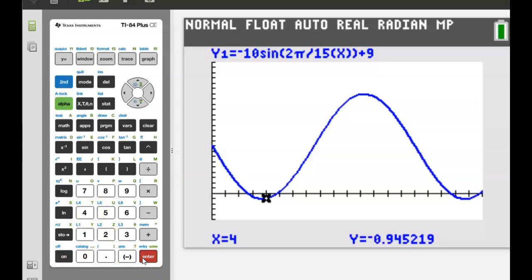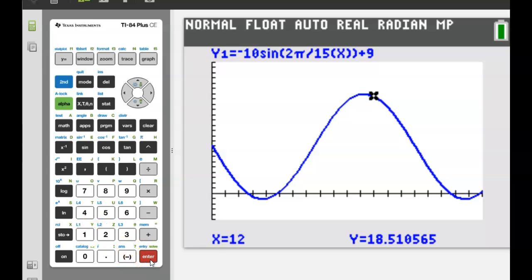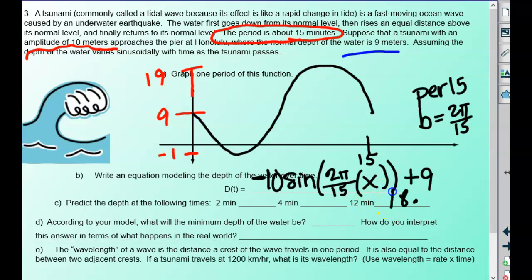4 is -0.9. And 12 is 18.5. All right, someone tell me what we just said. This was 18.5. That's the best I can remember. And that was meters?